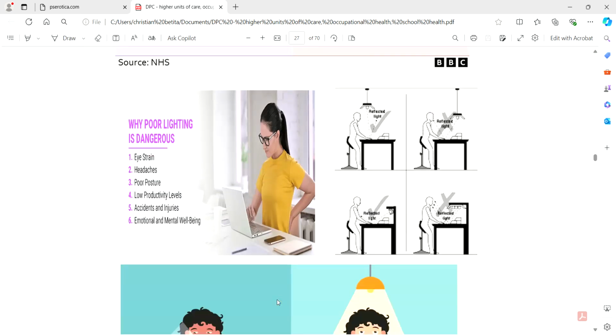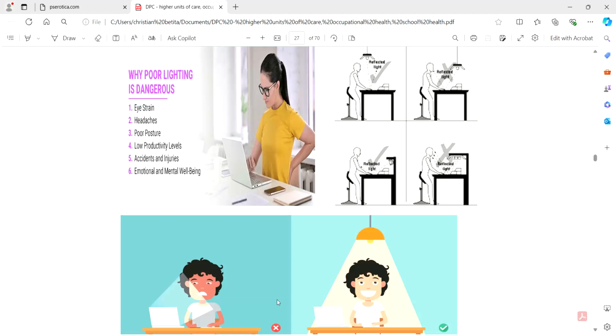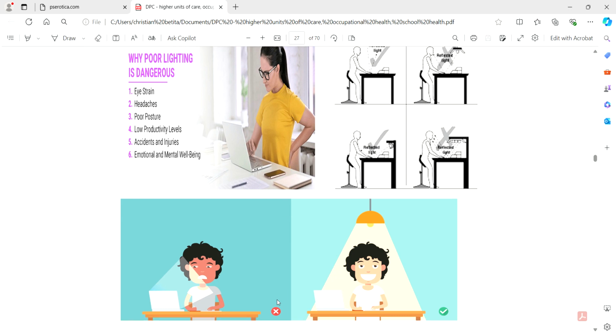Okay. So poor lighting. Poor lighting is dangerous because it can cause eye strain, headaches, poor posture, low productivity, accidents and injuries, and emotional and mental disequilibrium. Right? So this picture shows bad lighting. In this picture, the light is coming from the device. So you don't want that. What you want is for the light to be overhead and the working surface should be well illuminated.